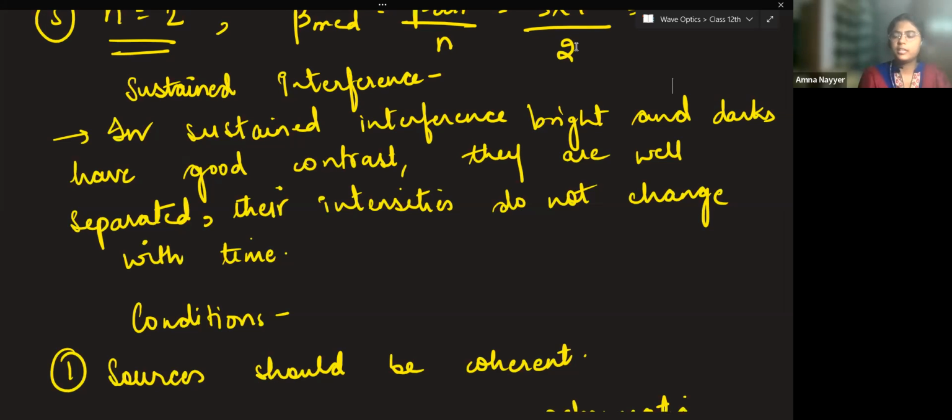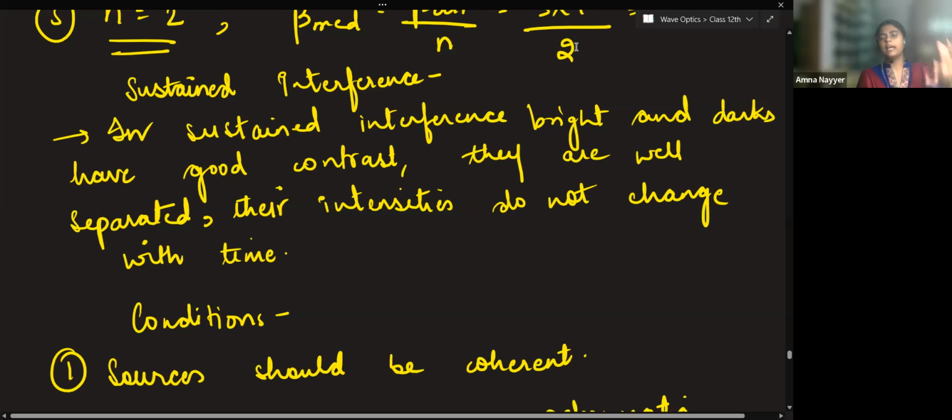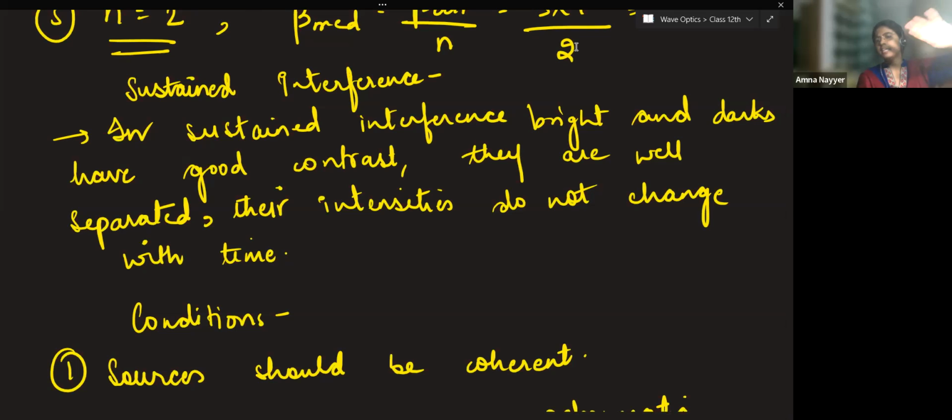In normal interference, if you apply the source and the source radiates out the waves, then what happens is that you obtain in the center the central bright fringe, that we call the central most bright fringe. And then you have the dark fringes where intensity is low. Then you have bright fringe, and so slowly it keeps on fading away at the end. In case of sustained interference, your waves are produced from a coherent source.